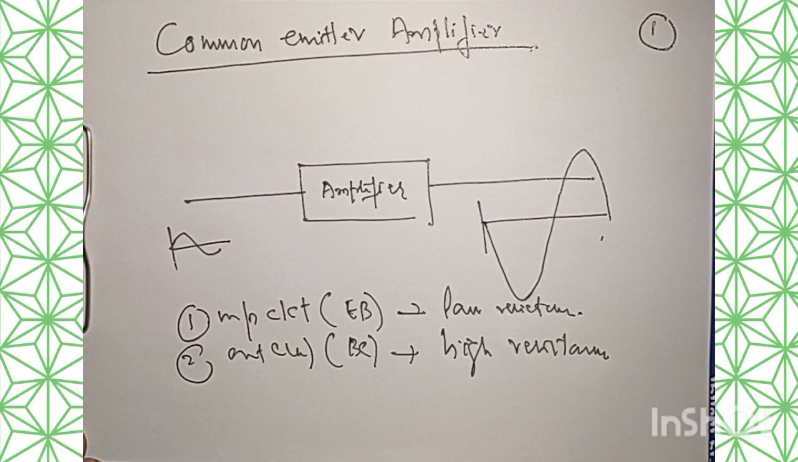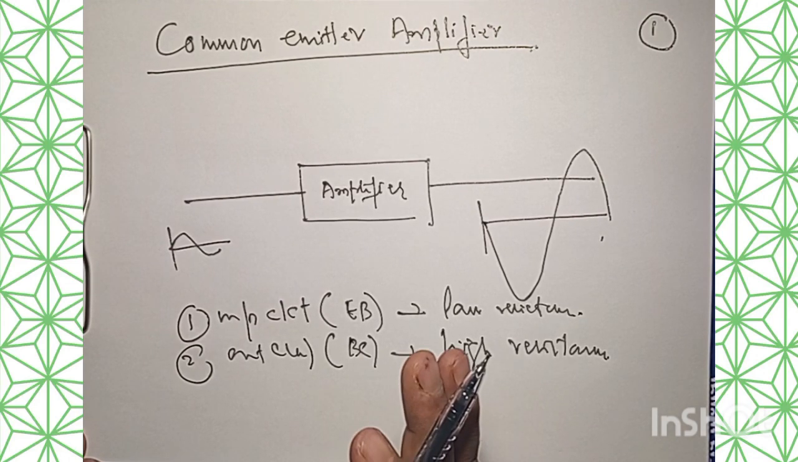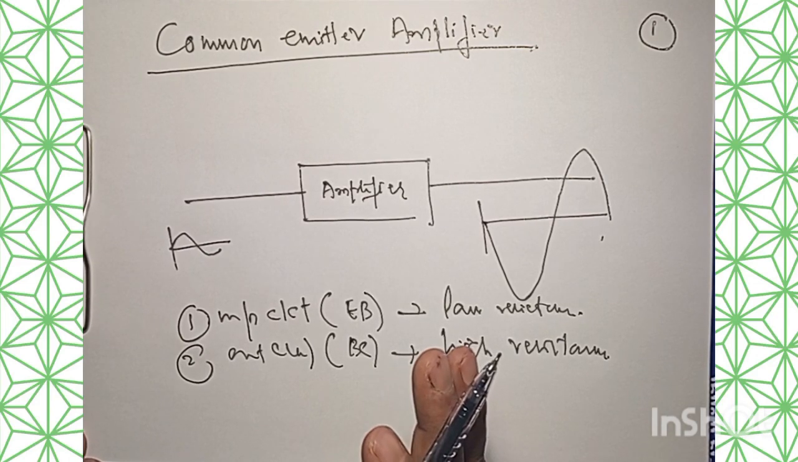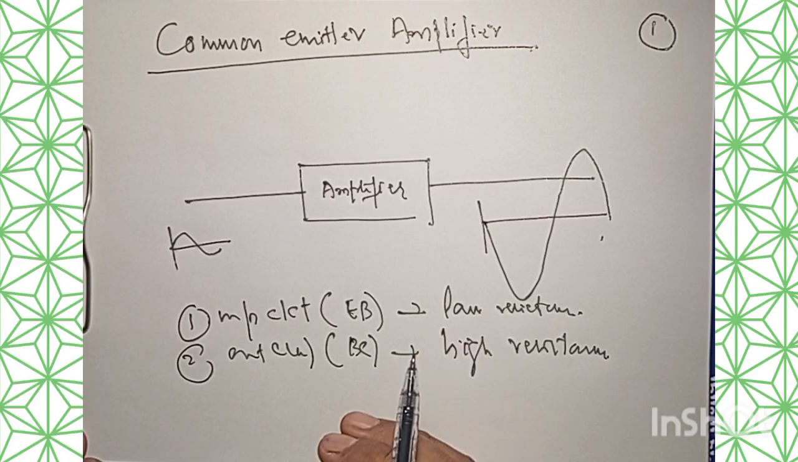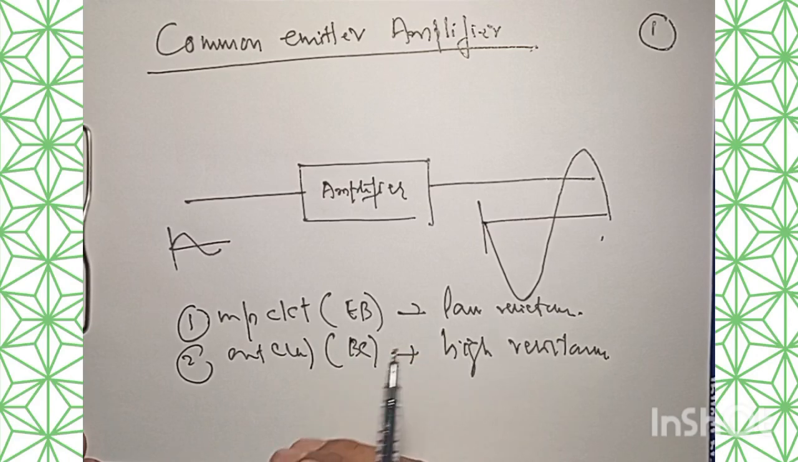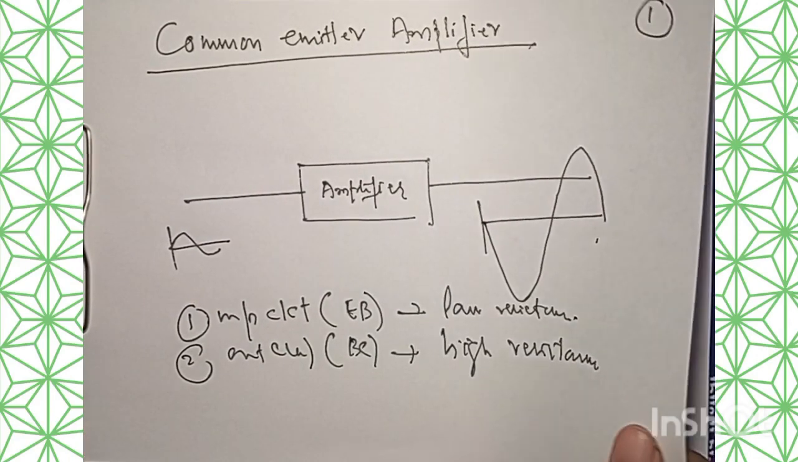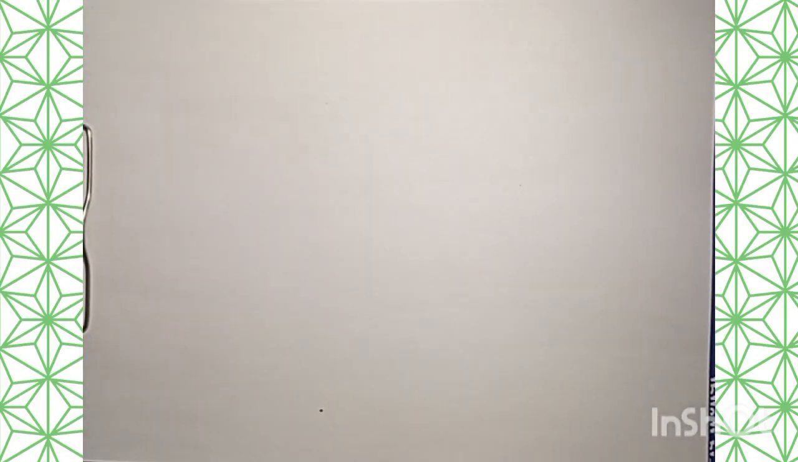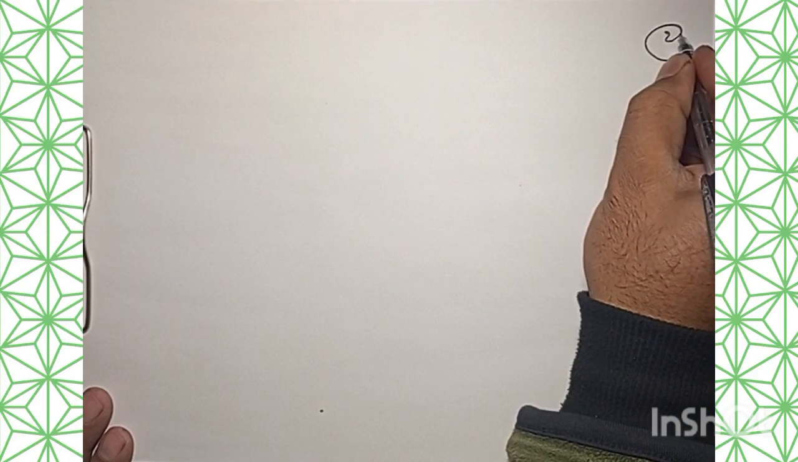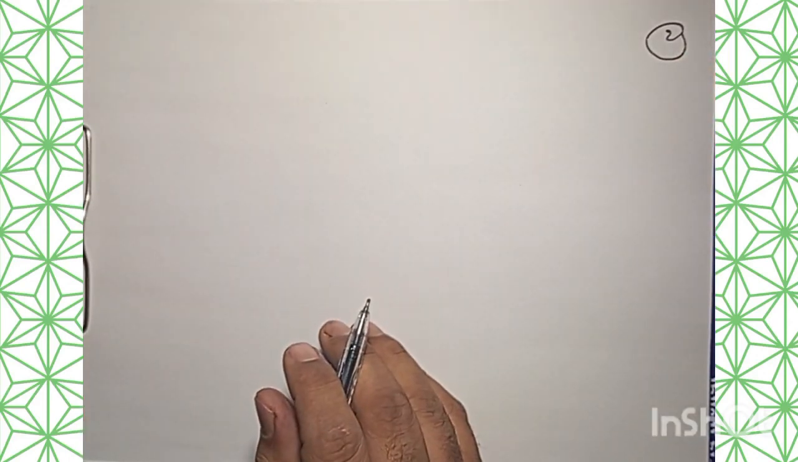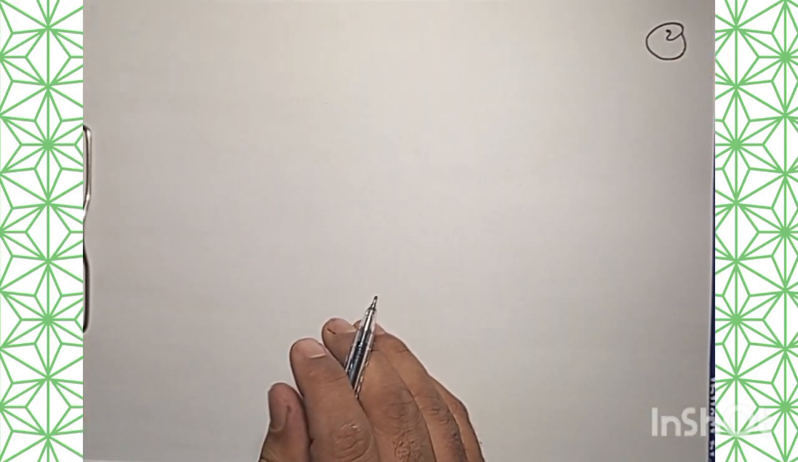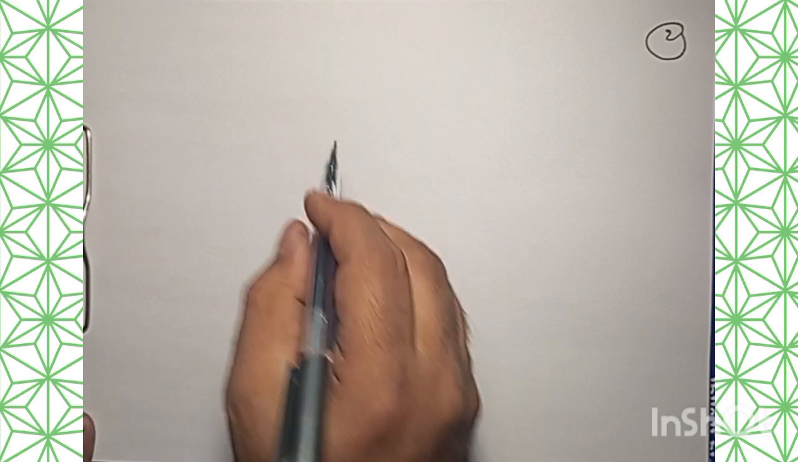And in this common emitter amplifier, the input signal to be amplified is applied between base and emitter circuit, and the output signal will be taken across the load resistance. So I would like to redraw this configuration so that we understand the amplification by virtue of this transistor in common emitter mode.